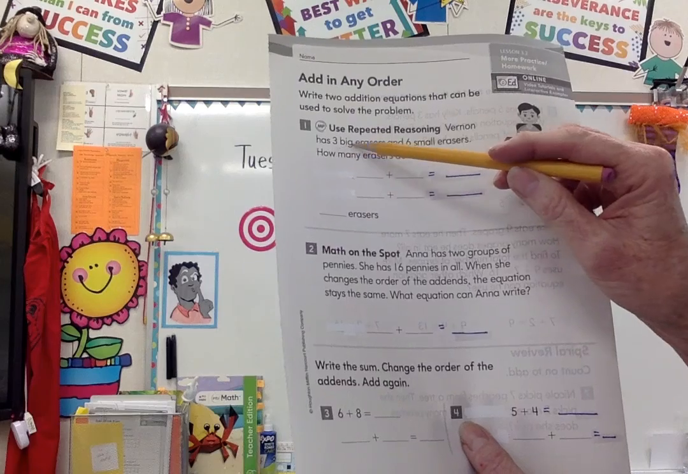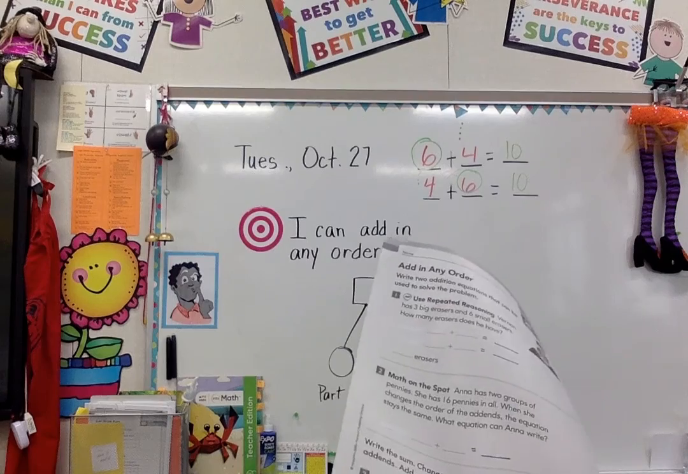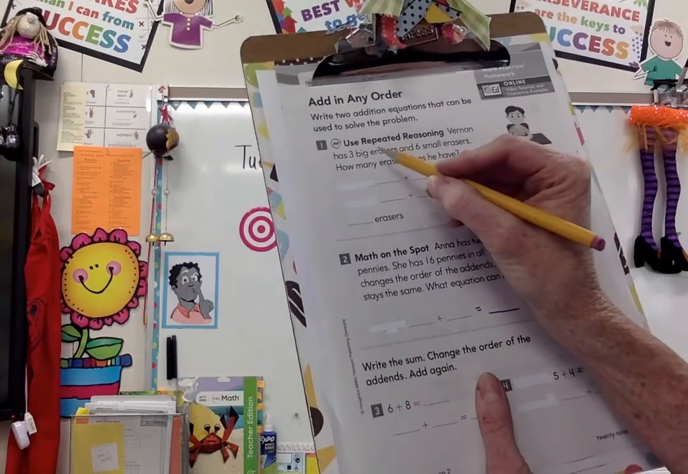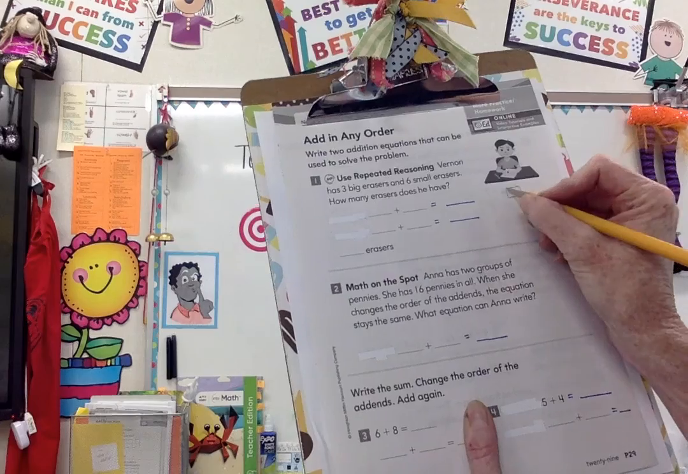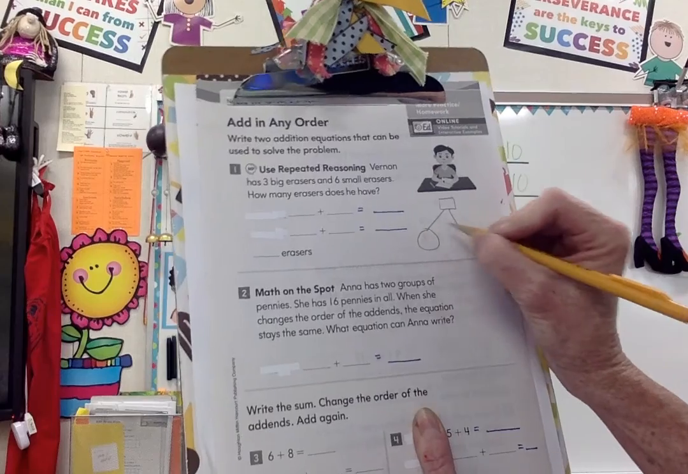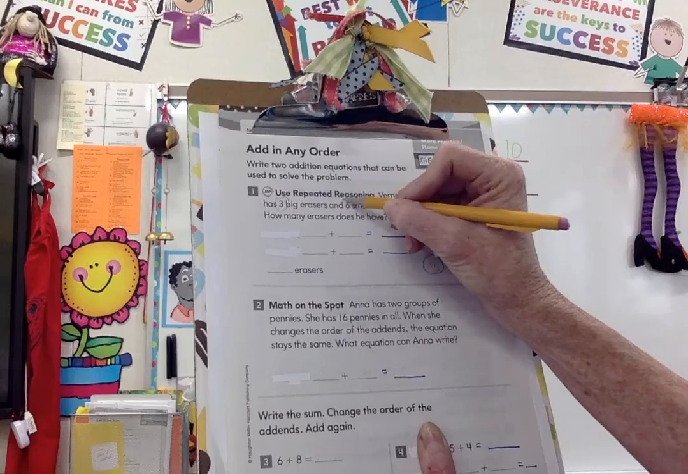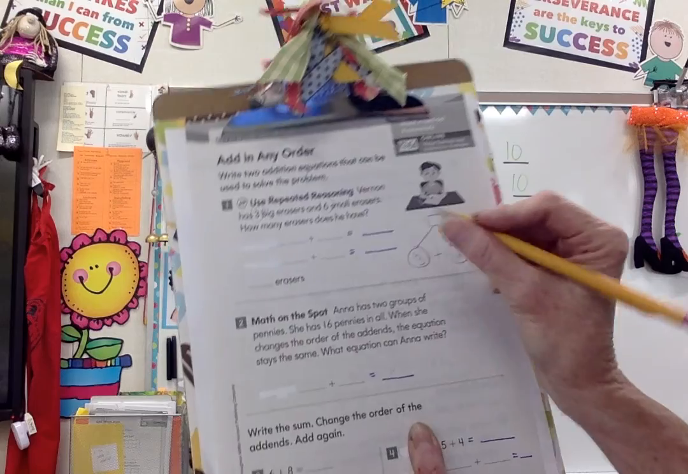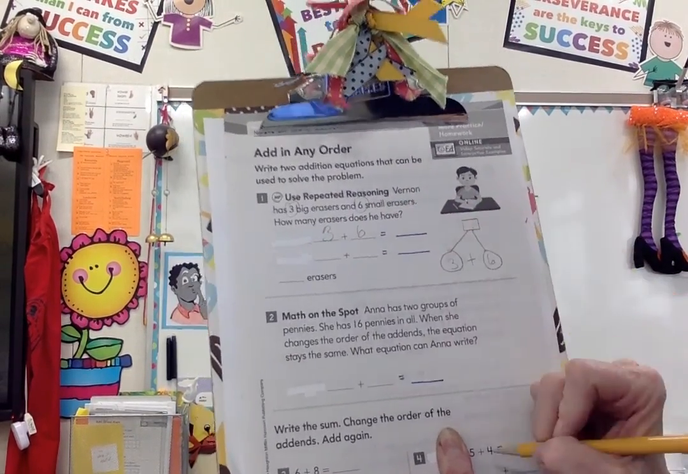Vernon has 3 big erasers and 6 small erasers. How many erasers does he have? Okay, so we are going to write this here. Vernon has 3 big and 6 small. I'm going to do a math mountain, okay, because this is how I think about it. Okay, he has 3 big erasers and 6 small. 3 plus 6, and we're going to add it here. But I'm going to write it 3 plus 6 and write the total or the sum here.